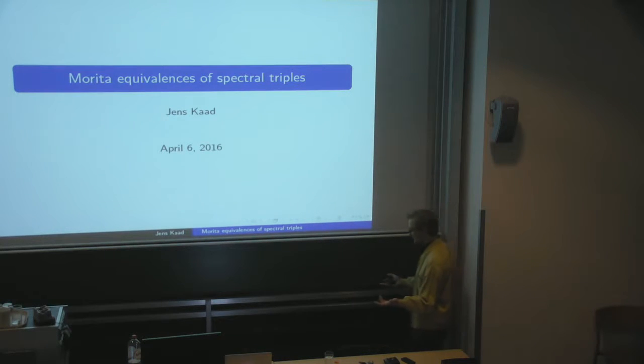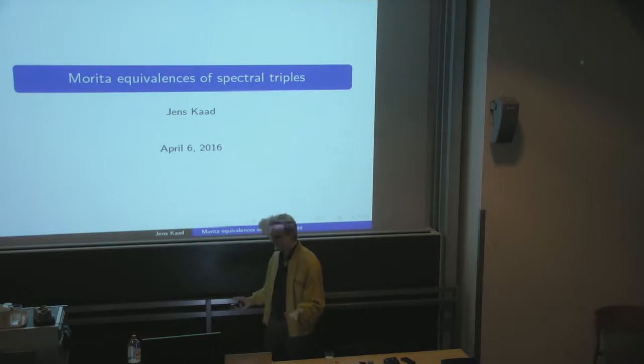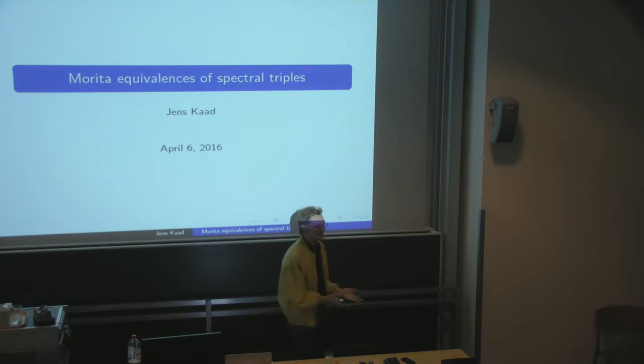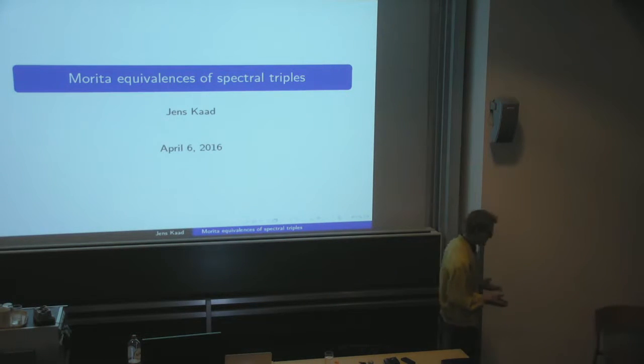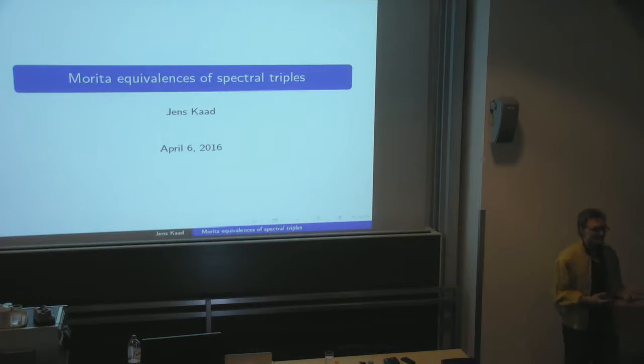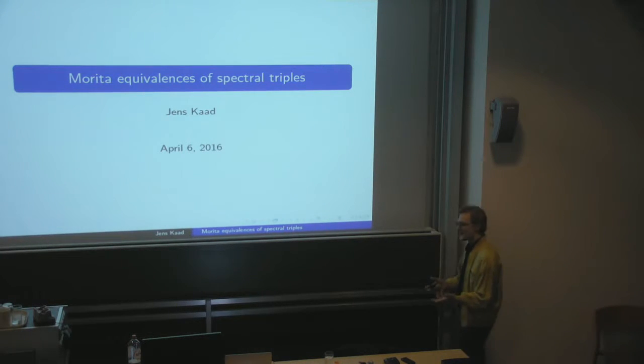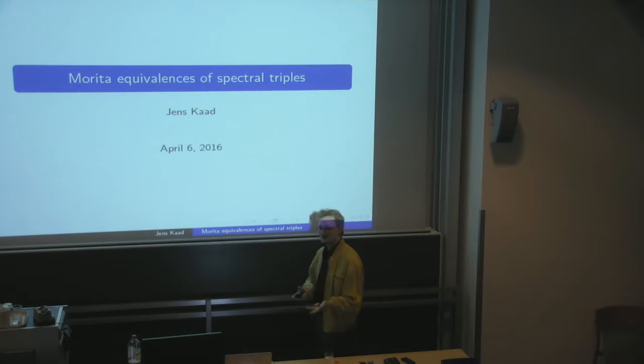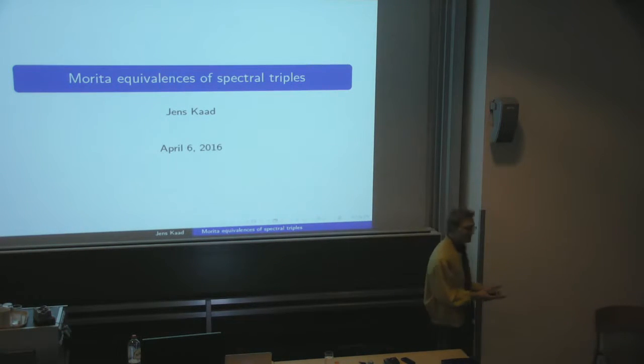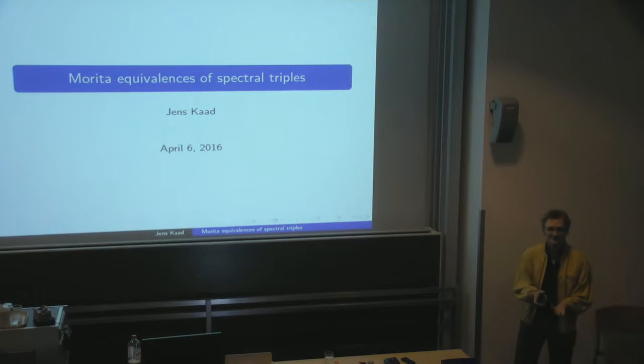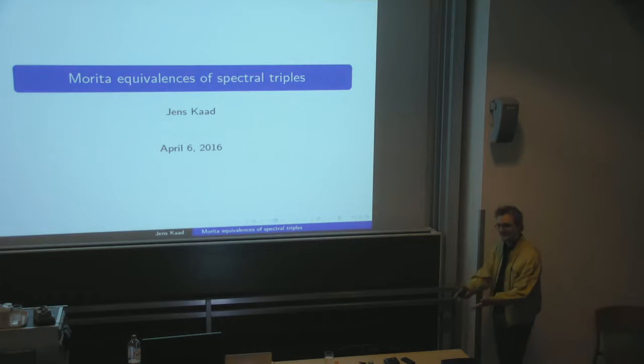So the main idea that I will investigate in this talk is that if you have two algebras that are Morita equivalent, then they should be the same as noncommutative geometric objects, and the Morita equivalence bimodule should implement this bijective correspondence between the spectral triples over one of the algebras and the spectral triples over the other algebra.